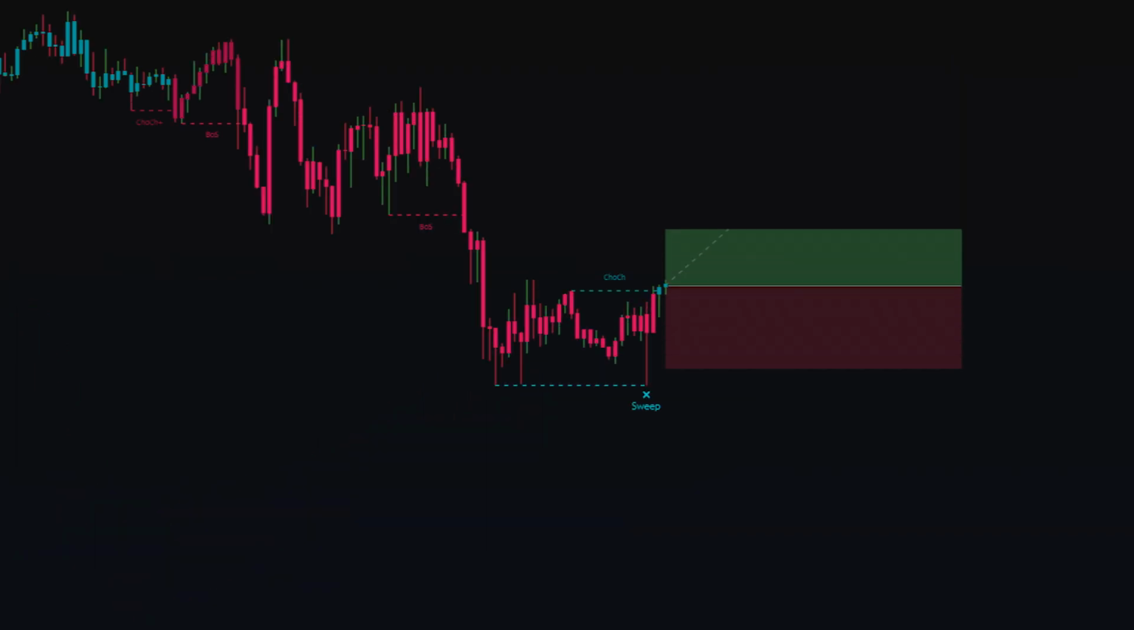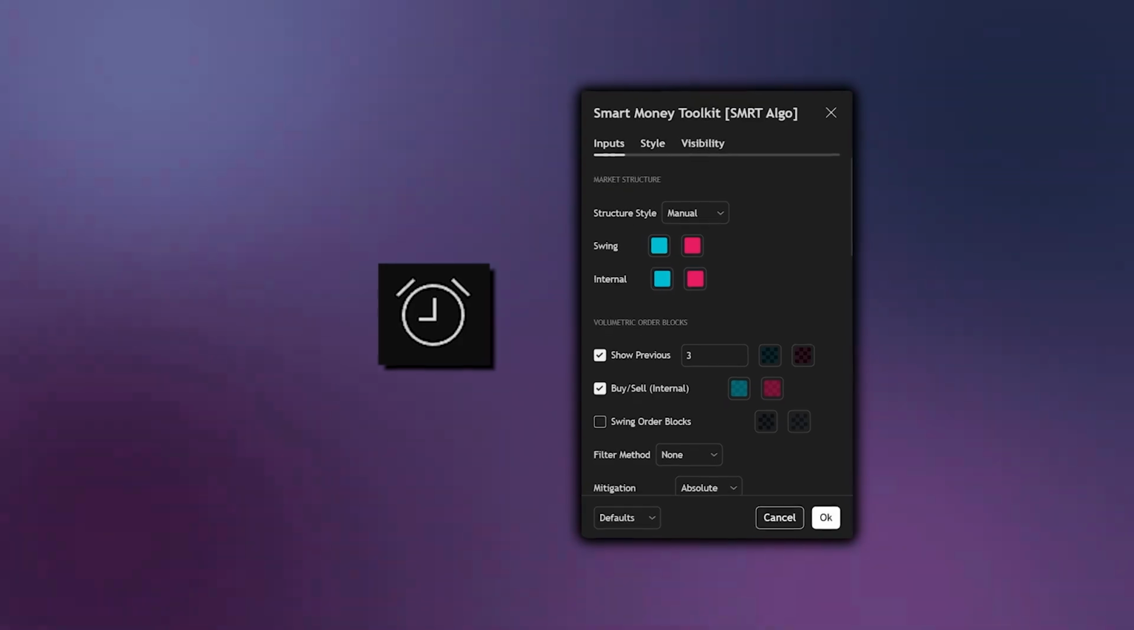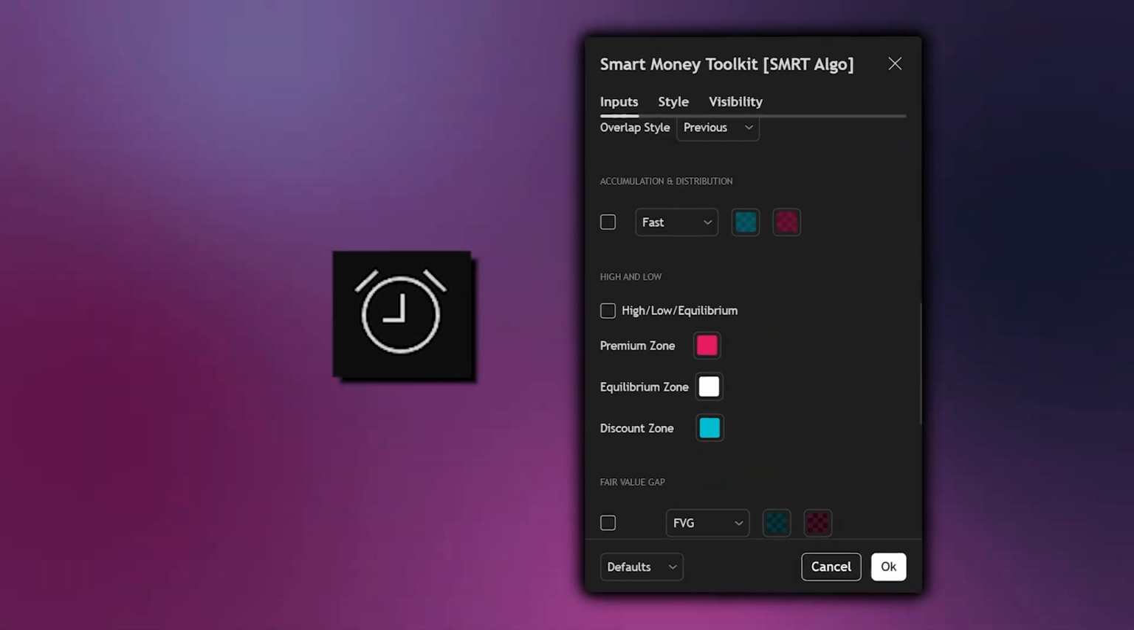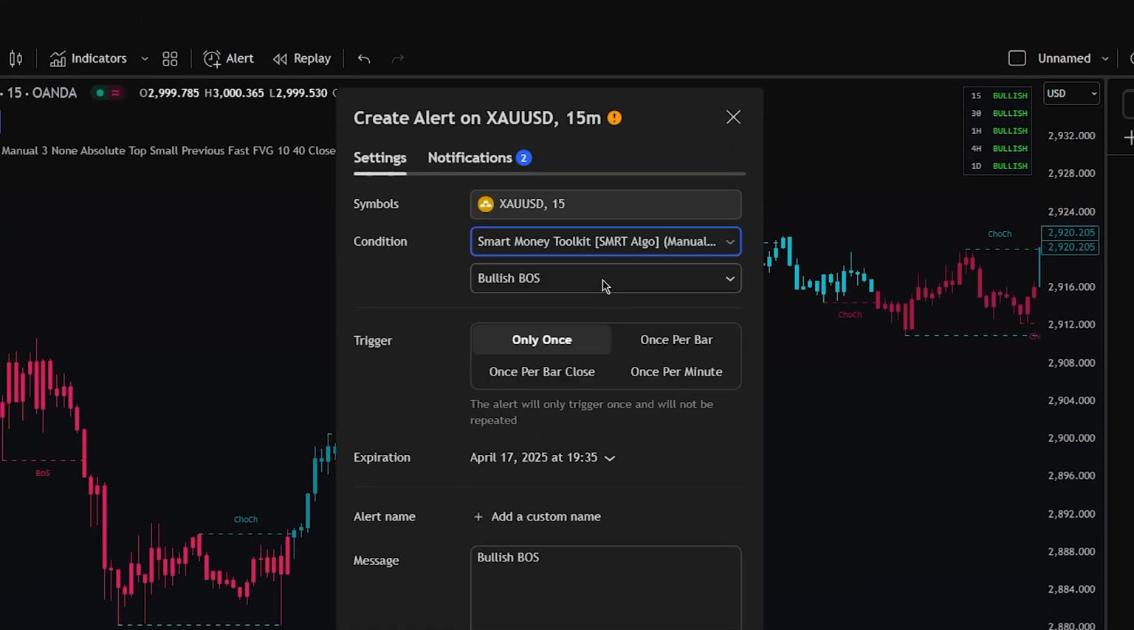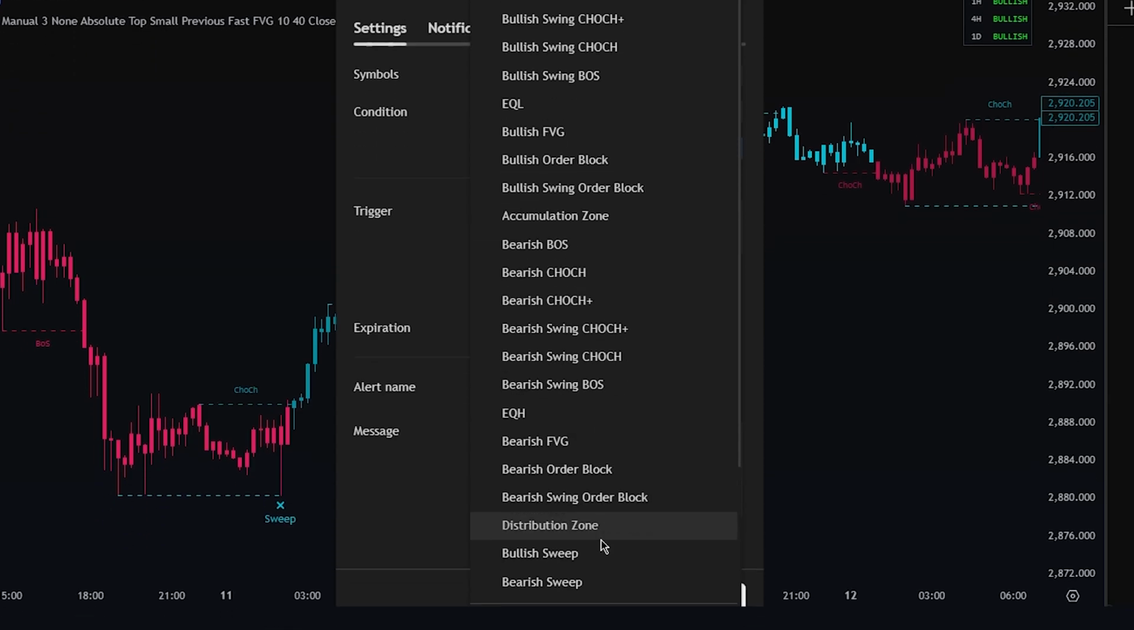We all know that trading is all about timing. That's why you can create alerts on every feature within the Smart Money Toolkit. Simply head to the Alert section on TradingView and create an alert for a concept that's crucial for your strategy.